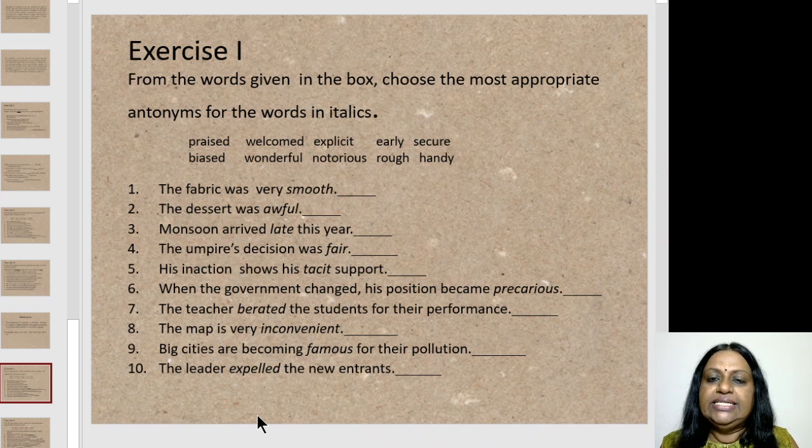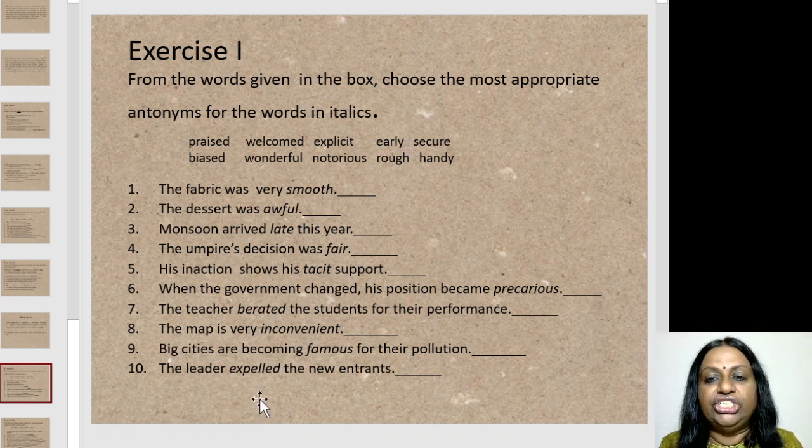Fourth sentence, the umpire's decision was fair. We need an antonym, an opposite for fair. So let's look at the list of words that's given to us and pick the most appropriate word that is opposite in meaning, and we pick biased. The umpire's decision was biased. Biased, not fair.